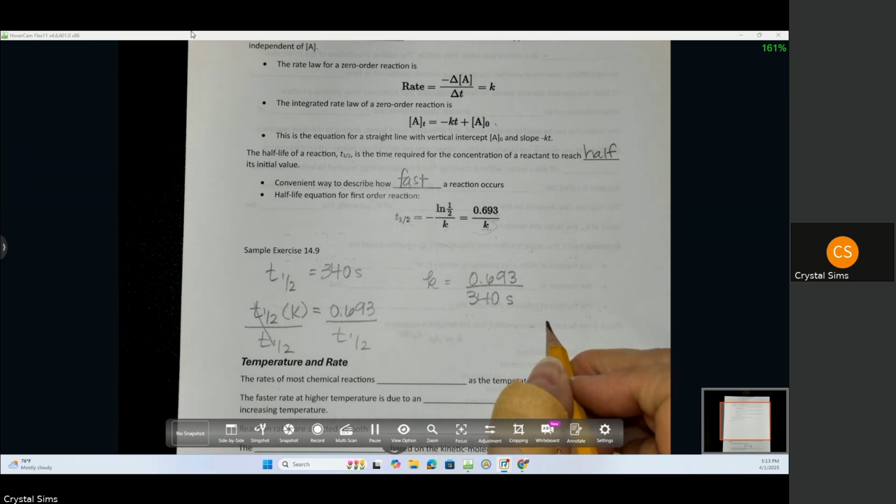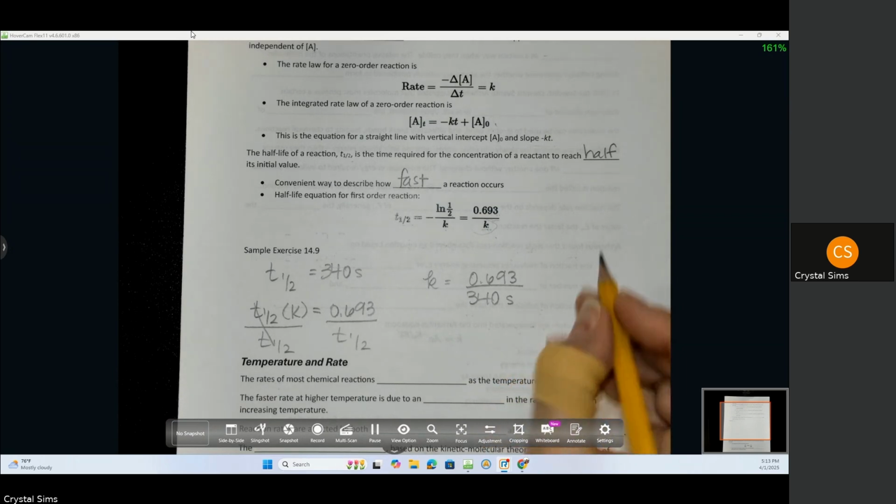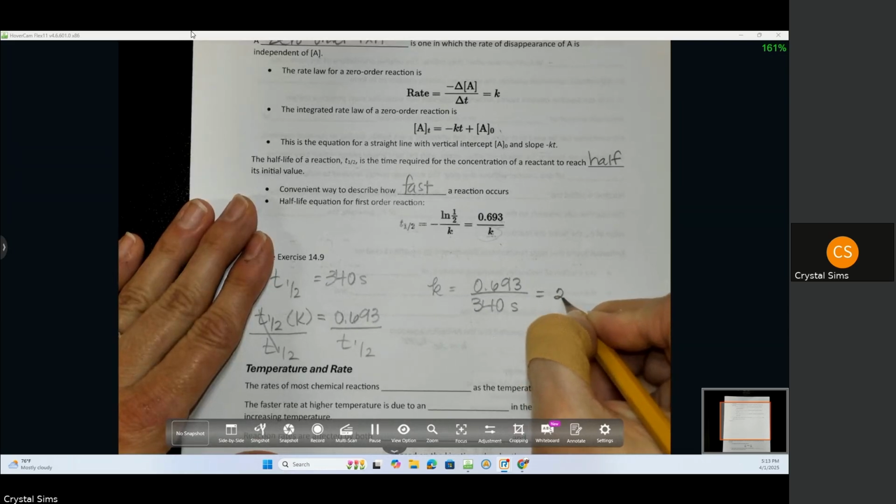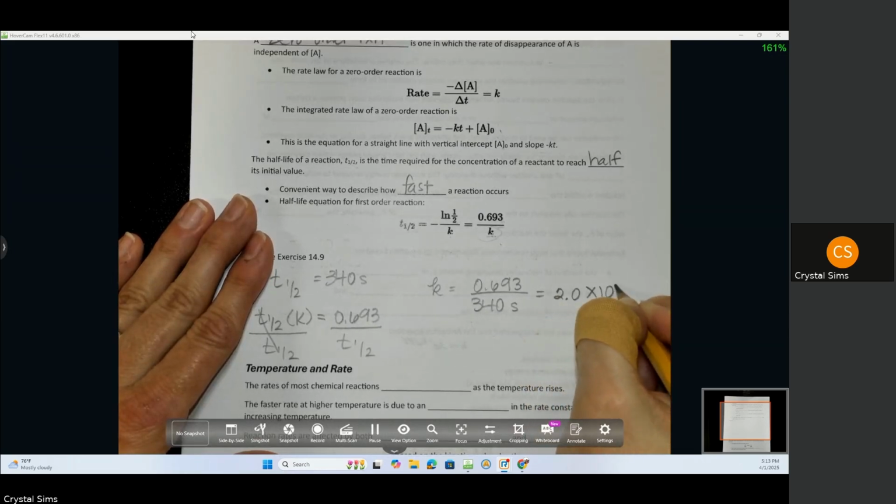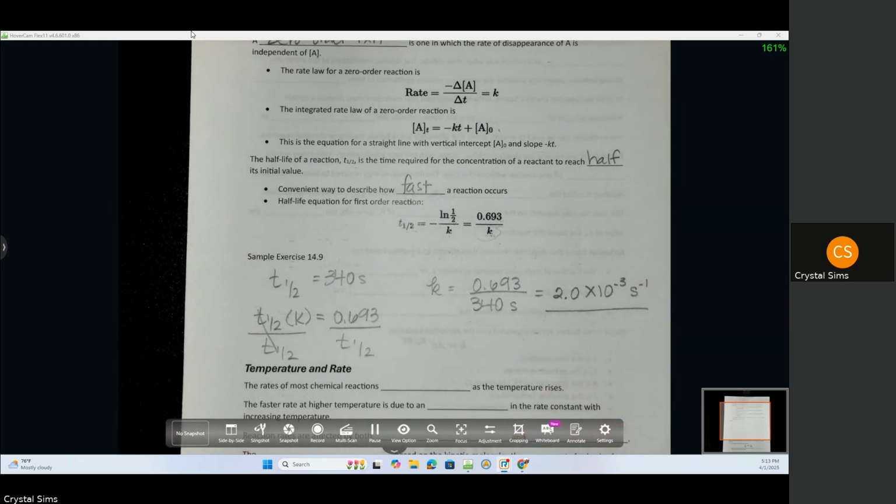And when we do that math, we come up with 2.0 times 10 to the negative 3 s to the negative 1. So this is our rate constant for that particular reaction. So again, if we know either half-life or our rate constant, we can solve for the other one.